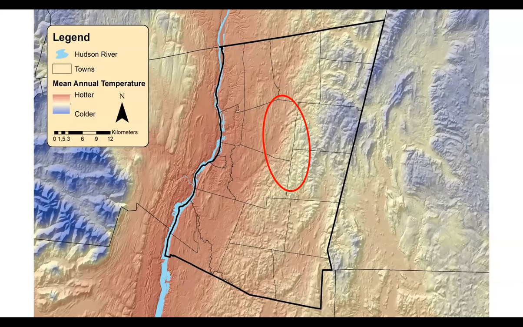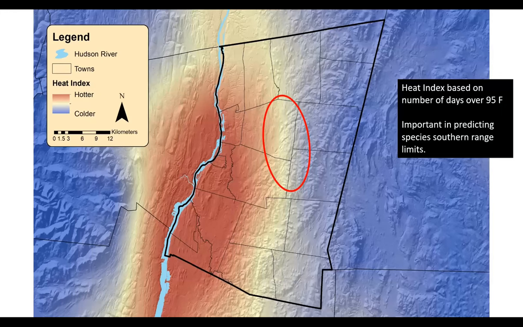So if we put that hotspot about where it's supposed to be and look at the mean annual temperature, we see that this area does have a mix of temperature. You do have some of that blue in the hills there, and you have the bays, and you have the hotter, flatter areas as well. It might be a little more concentrated in here versus down here, where there's not really any blue up here, maybe not as much of the beige. We can look at another climate metric, heat index. This is based on the number of days over 95 degrees Fahrenheit. It's important in predicting species' southern range limits. So again, we're getting this variety of heat index in this one area. It's maybe more concentrated there compared to down here or up here.